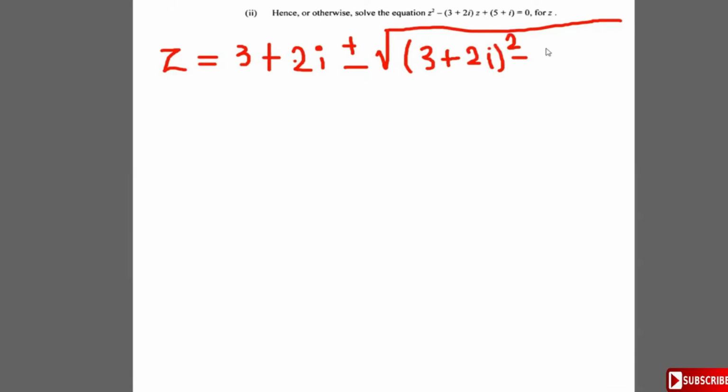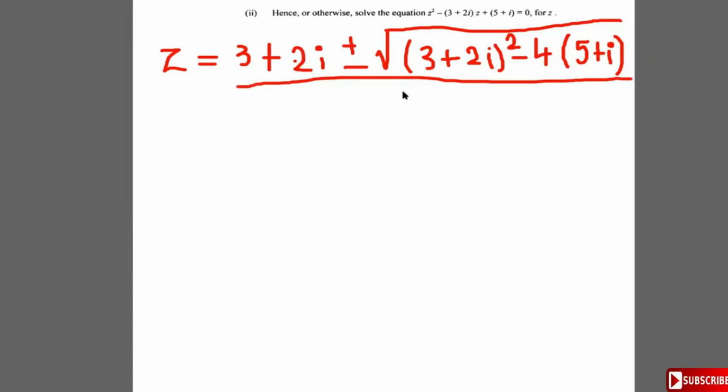So minus 4 times 1. I won't need to put 1 there, I'll just put 4 times (5 plus i). And this is all being divided by 2 times a. The coefficient of z squared is 1, so it's just being divided by 2. So let's finally work it out. So z is going to be equal to 3 plus 2i.